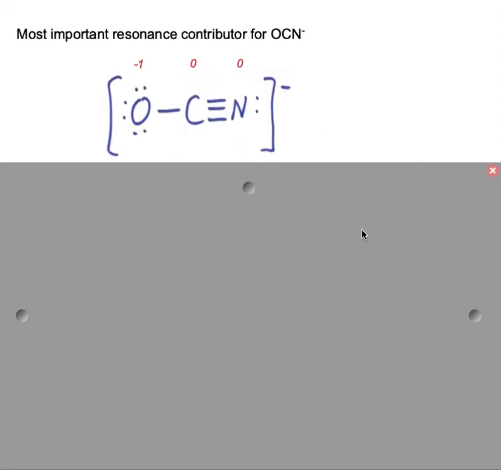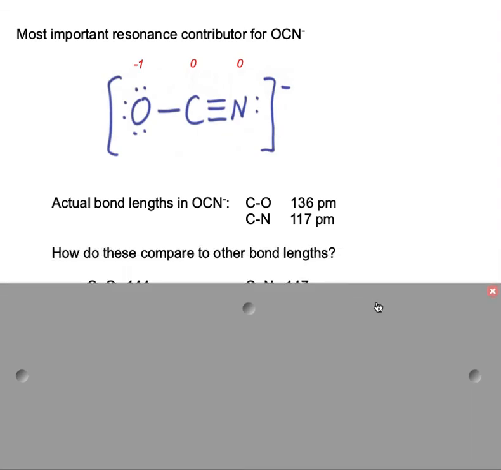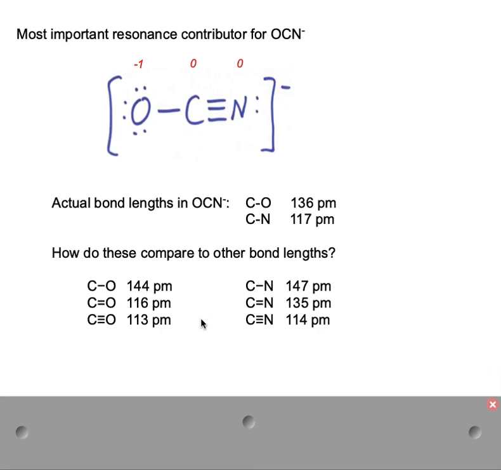Okay, so is that true? Let's look at the actual bond lengths. In the cyanate anion, the carbon-oxygen bond length is 136 picometers, the carbon-nitrogen bond length is 117 picometers. Well, let's look at some carbon-oxygen and carbon-nitrogen bond lengths, okay? Look at that. The carbon-oxygen single bond length is 144 picometers, which is pretty close to what we see in cyanate. The carbon-nitrogen triple bond is 114 picometers, which is pretty close to what we see in cyanate.